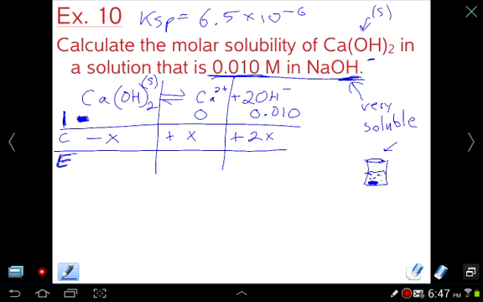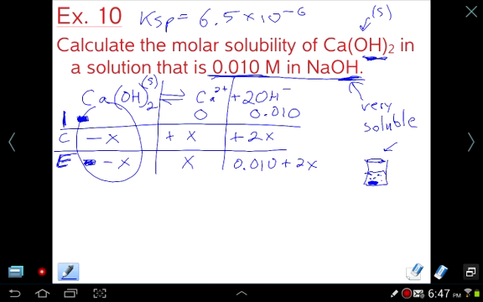Here you'll have to be careful with insoluble substances that have 2 anions. So for equilibrium we have some amount minus x. Again, we won't really care about this side as much because solids don't go into equilibrium constants. But we have an x here, and we have 0.010 plus 2x.